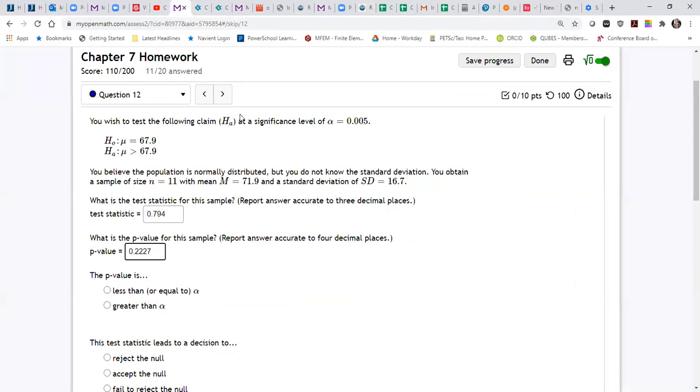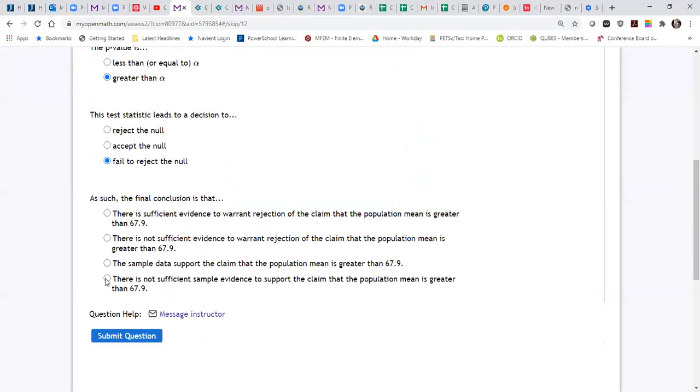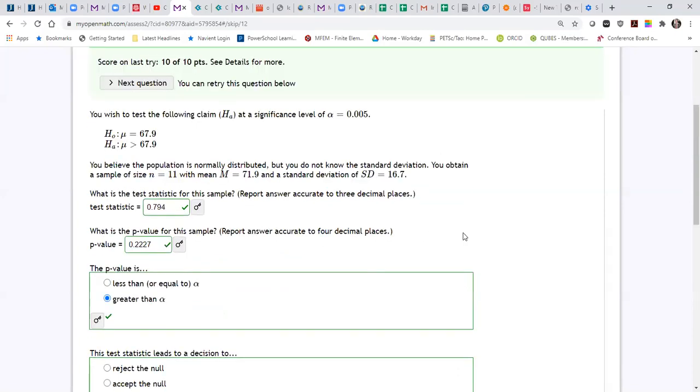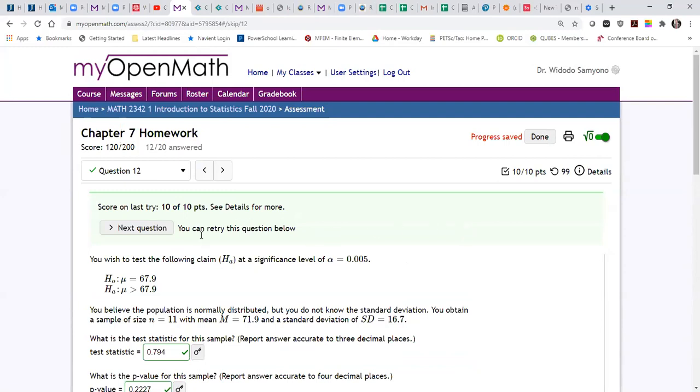Okay. That's it, right? So now you can see the p-value is way greater than alpha, right? So you can see the p-value is 0.2227 and the alpha is 0.005, right? So the p-value is greater than alpha, okay? Because it's greater than alpha, the decision will be fail to reject, okay? So fail to reject means that there is not sufficient sample evidence to support the claim, okay? Yeah, so you can continue with number 13.